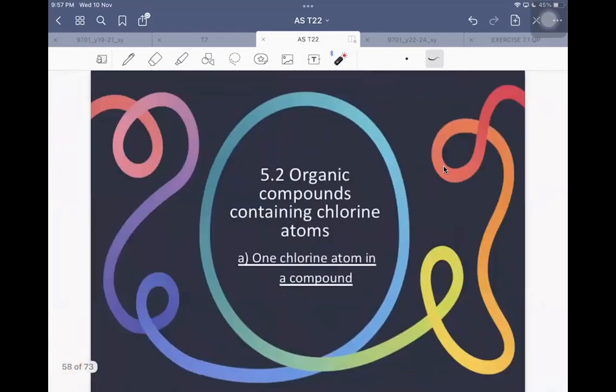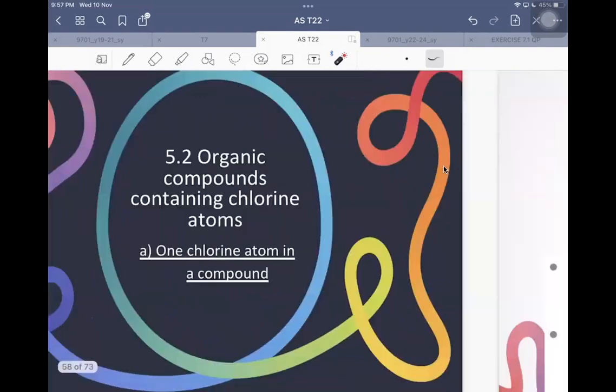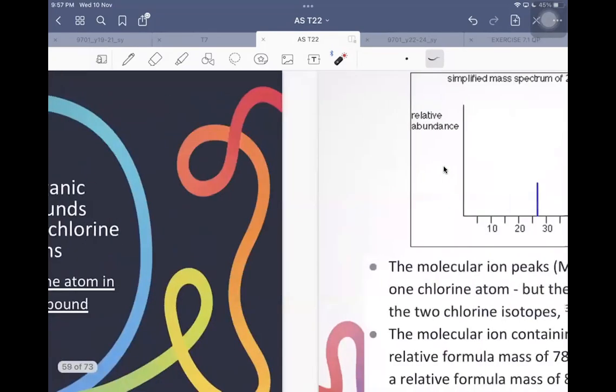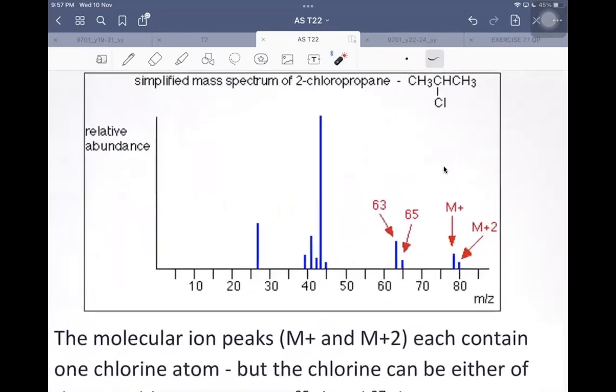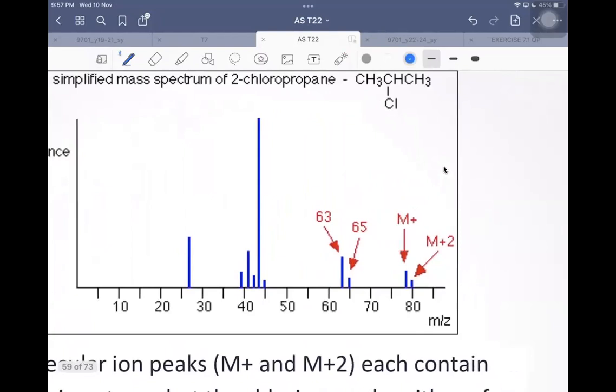Next, we're going to look at organic compounds containing chlorine atoms. First, we start with a compound containing 1 chlorine atom. So if you look at this, it is 2-chloropropane. I'll just draw out the structure of 2-chloropropane, which looks like this.